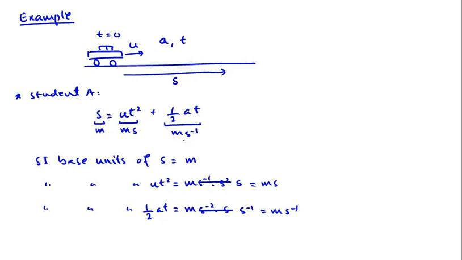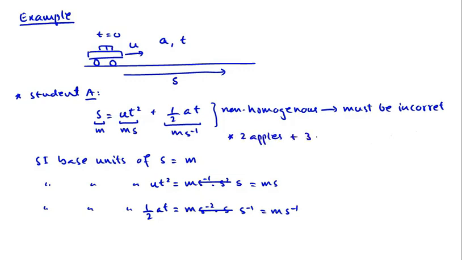Students, note that different terms in the equation suggested by student A have different SI base units. So the equation is non-homogeneous and must be incorrect. It will never hold true. It's just like saying that 2 apples plus 3 oranges is equal to 5 mangoes, which is bananas. Totally absurd, because you cannot add, subtract, or equate things that are different by nature. And similarly in physics, you cannot add, subtract, or equate physical quantities that have different SI base units.